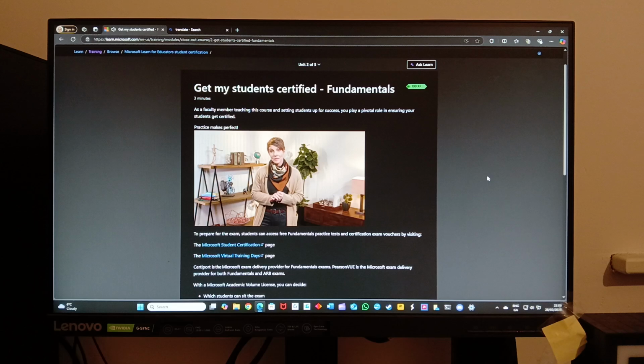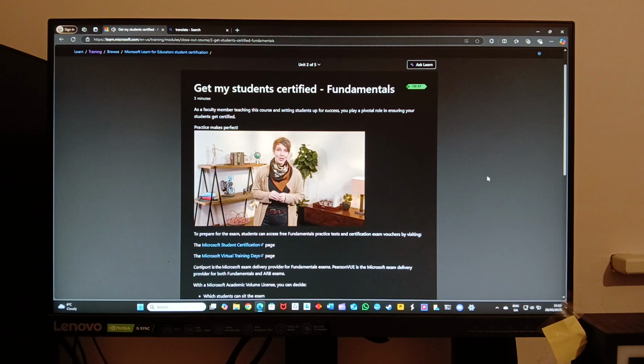To prepare for the exam, students can access free fundamentals practice tests and certification exam vouchers by visiting aka.ms/student certification. Exam pass or fail rates cannot be tracked by the school with this option. Students can also access free fundamental exam vouchers by attending a Microsoft Virtual Training Day. Students can attend this training by visiting aka.ms/MVTDs. Vouchers are given to attendees who complete the training. Keep in mind, exam pass or fail rates cannot be tracked by the school.